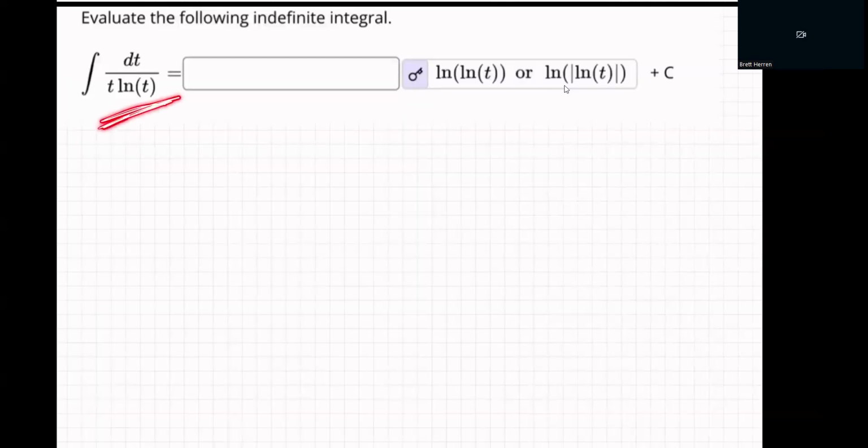Got to do this integral. We're going to need to let u be something. This one's a little tricky. What we're going to do is we're going to need to let this piece right here be u.